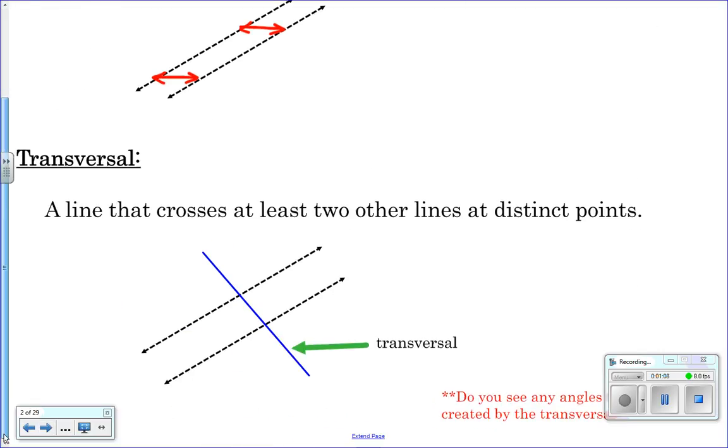A transversal is where we're going to come into creating our angles. Basically a transversal is a line that crosses at least two other lines at distinct points. So if you look at this diagram, I've got two parallel lines right here, and I've drawn a transversal, a line that's going to intersect both of those lines. And I just wrote on the side there, do you see any angles that are created? Well, we've got an angle here, here, here, here. So I've just created 8 different angles. And what we're going to talk about in this lesson is the relationship between all of those angles.